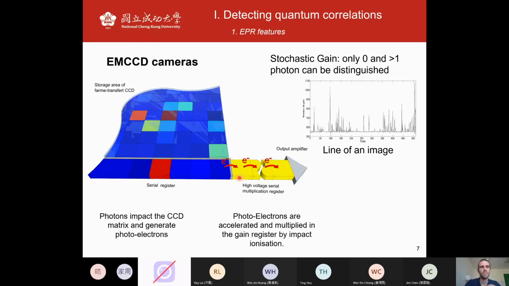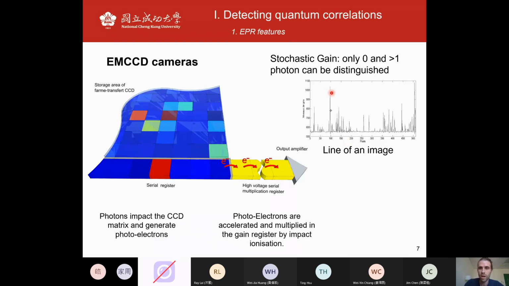So the gain in these cameras can be up to, I think, 1,000. Maybe in the more recent models, it can go to 5,000. But nevertheless, this process is fully stochastic. So what you get out of these cameras is grayscale images. But as you can see here, it's a line of an image where we expect, in each of these pixels that you see here, to have only 0 or 1 photon, because the light is really dim coming onto this sensor.